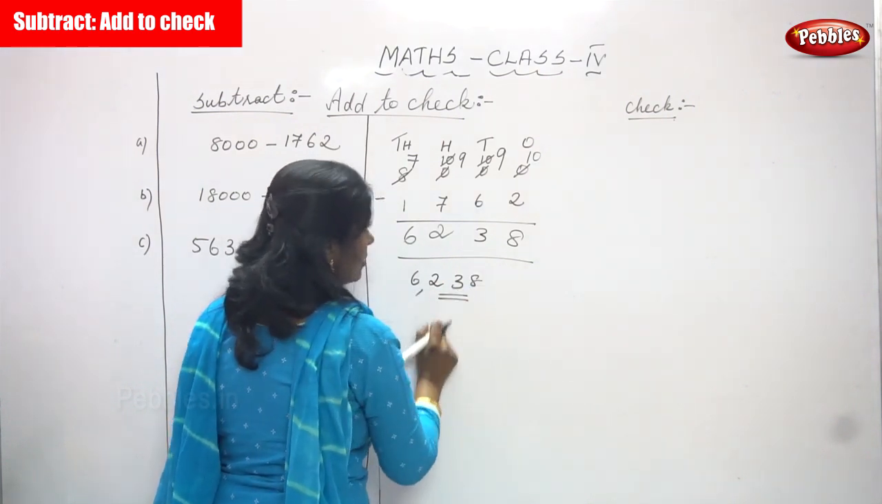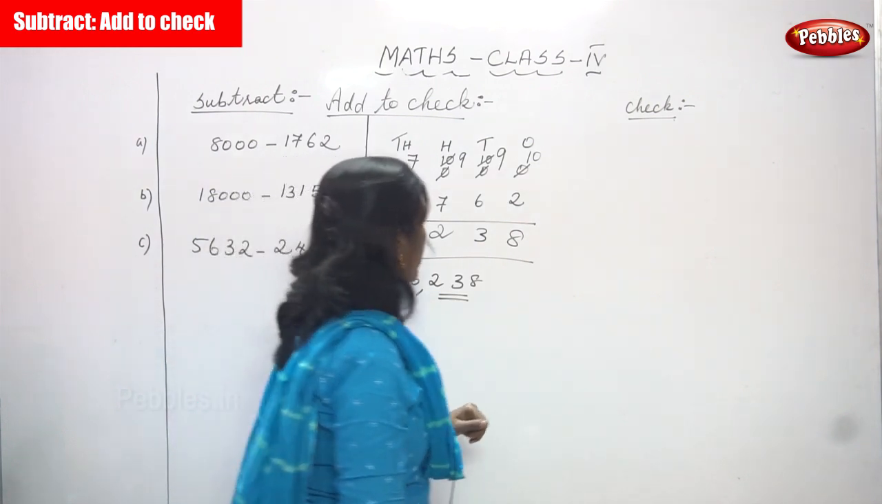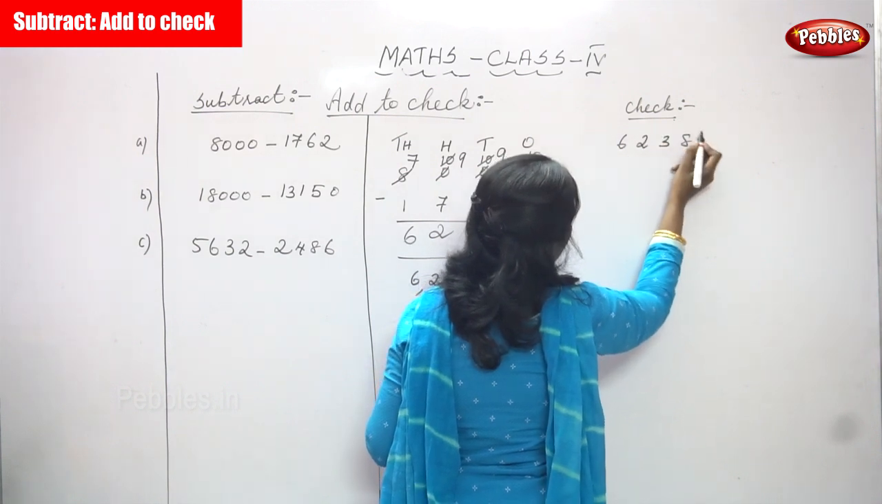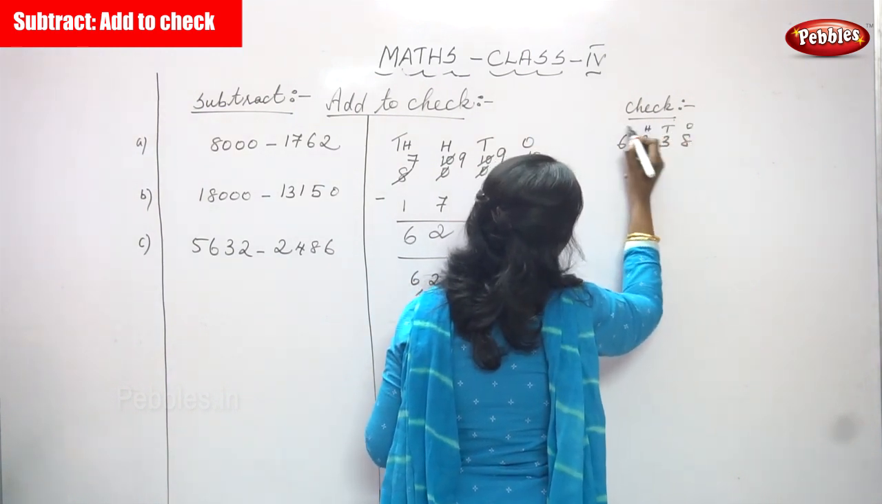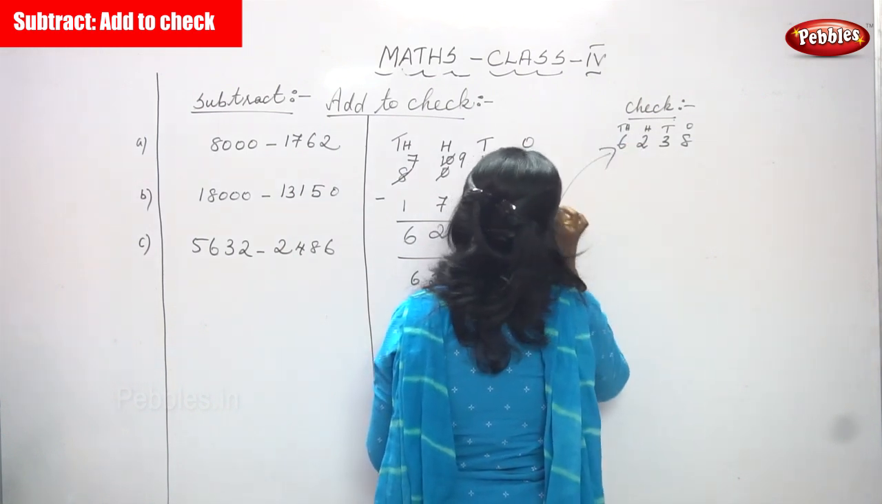This is the answer. But anyhow, you have to cross check whether the answer is right or wrong. So what you're going to do is write the answer 6, 2, 3, 8 under ones, tens, 100, 1000. With that, the second number, what is the number?